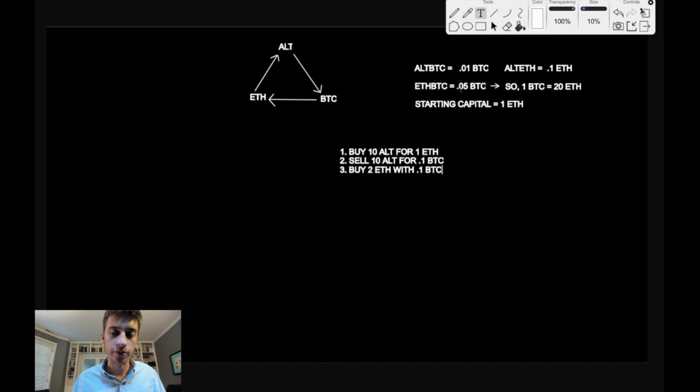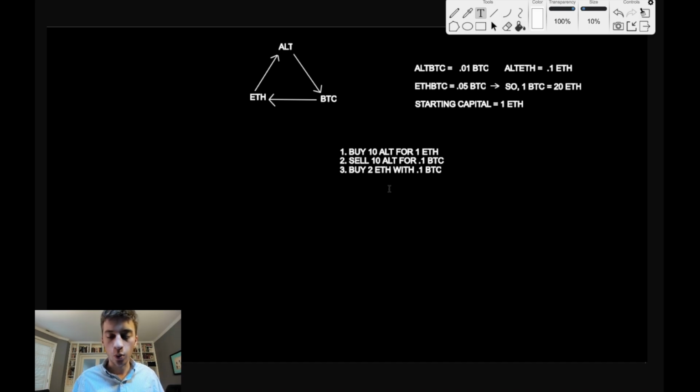One Ethereum is equal to 0.05 Bitcoin, and also 1 Bitcoin is equal to 20 Ethereum. They're the exact same, just inverse. So we can use this and actually buy 2 ALT-F with 0.1 BTC, as you can see, as is the exchange rate here. So from this triangular arbitrage, we were actually able to exploit the mispricing here between ALT-BTC, ALT-F, and ETH-BTC to generate a nice little profit of 1 Ethereum.